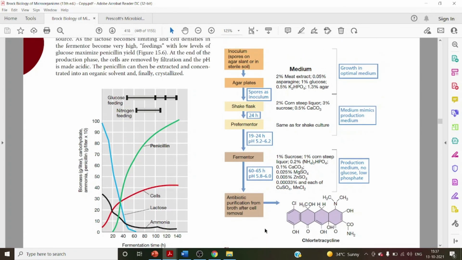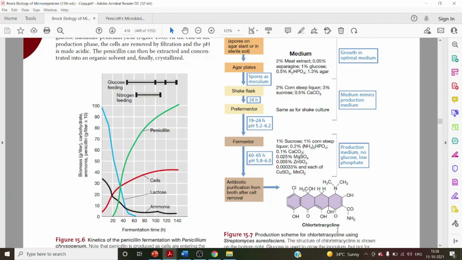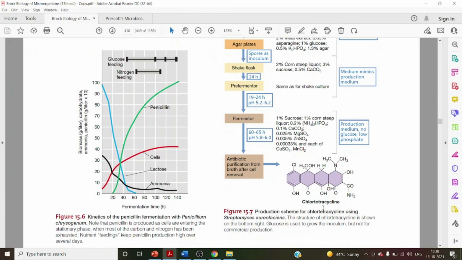Now if you look at the medium which is used for growth of the spores on the agar plate initially, this optimum medium for the growth of Streptomyces aureofaciens spores contains 1% glucose. But in later steps glucose is not used. Glucose is replaced with sucrose, which is important for production of chlortetracycline. So I hope this is clear.